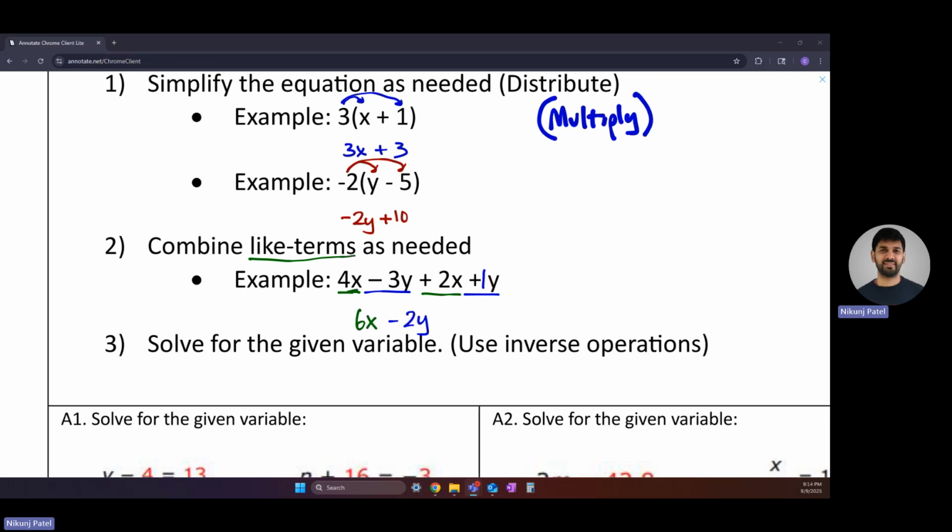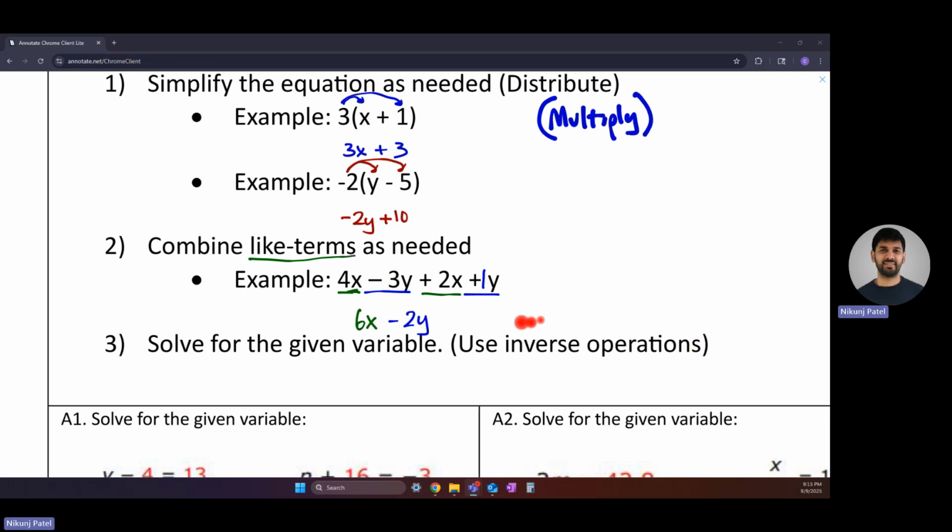And then the last part is to solve for the given variable. Now what that means is you want to take your equation and simplify it so that your variable isolates, or becomes by itself, on one side of the equation. All these examples are not equations, they're expressions because you don't see an equal sign. But down here we'll get to all the equal signs.